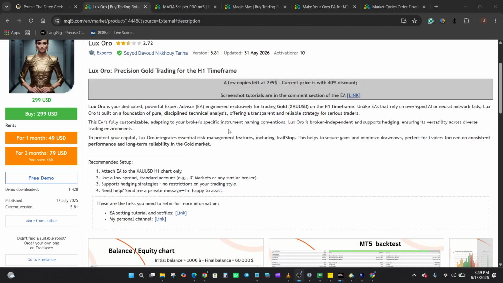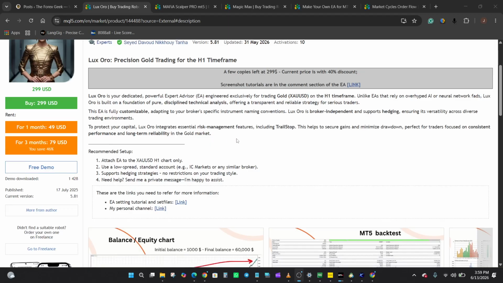The recommended setup provided by the developer is very straightforward. Lux Oro should be attached only to the XAUUSD H1 chart, and the recommendation is to use a low spread standard account. The description specifically references brokers similar to IC Markets, although traders should always evaluate broker conditions independently.